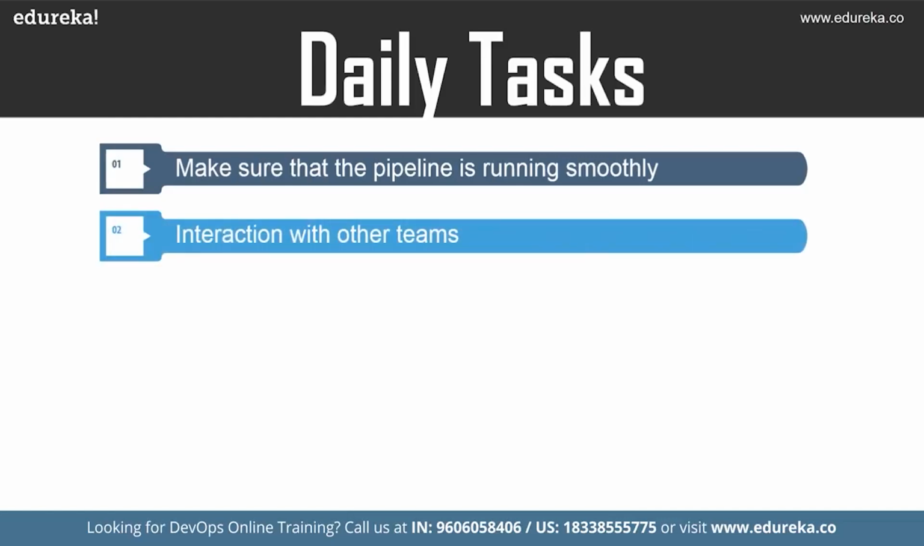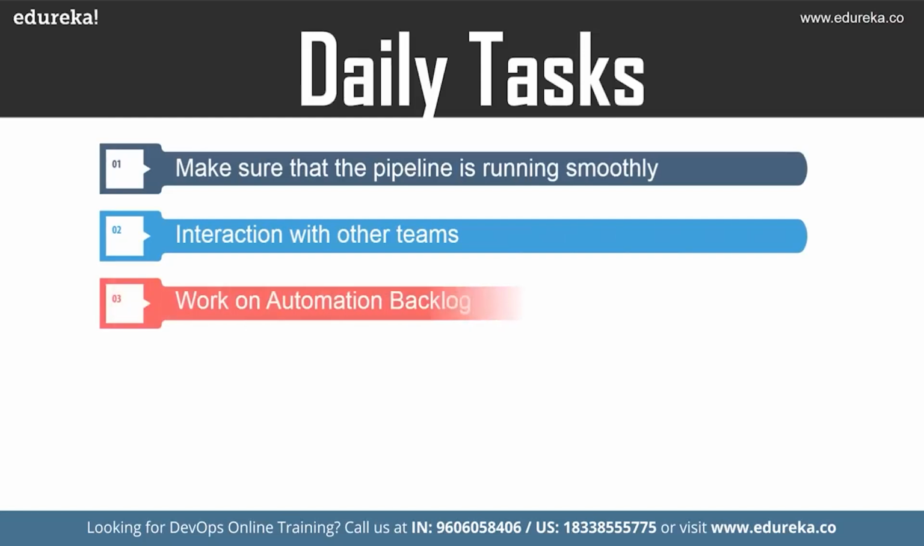The second point here is interaction with other teams. Coordination and collaboration is the key for DevOps to be successful, and hence a daily interaction with the DevOps and the QA team, program management, IT, and other stakeholders is always required. The next point here is working on the automation backlog. Automation is the soul of DevOps, and so a DevOps engineer needs to plan it out, and he spends a lot of time behind the keyboard working on automating stuff on a daily basis.